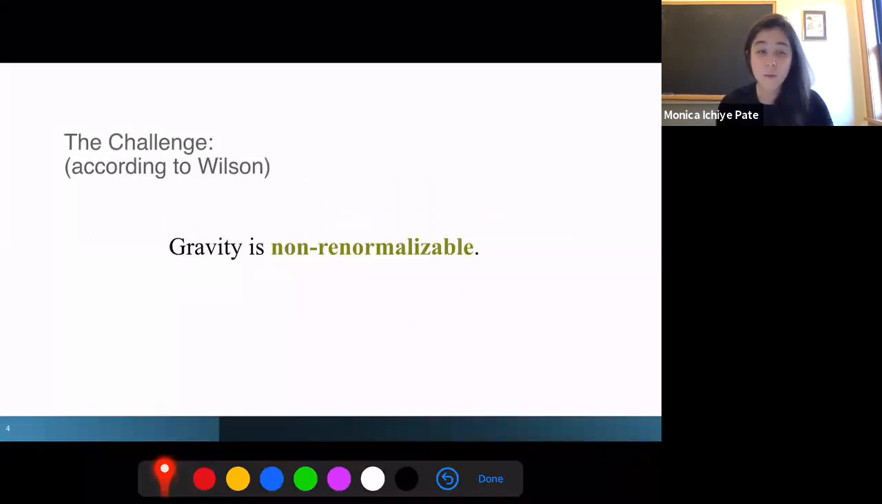Now, we believe we have a more satisfying answer to this question for the other fundamental forces in nature. So what makes gravity special? And the technical answer is that gravity is non-renormalizable. But really what this means is that our predictions and theories of gravity break down at short distances in a way that they don't in the other theories.